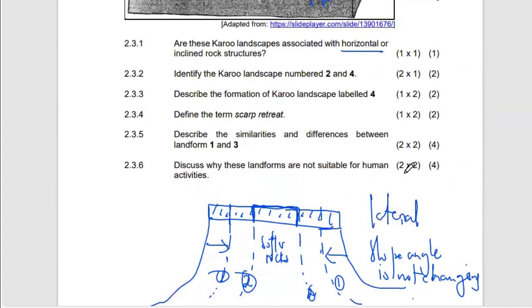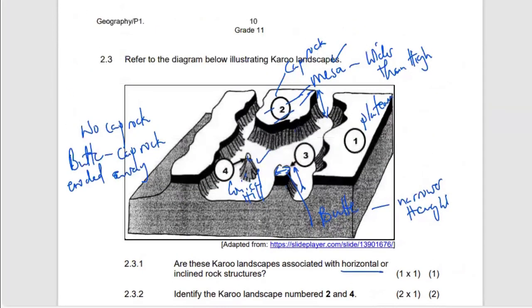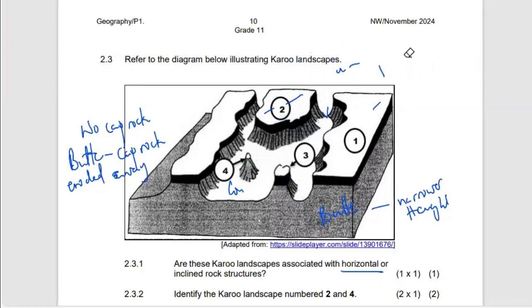Right. Then it says, describe the similarities and differences between landform 1 and 3. What are the similarities between 1 and 3? Let's just highlight them there. Right. If you check, 1 is the plateau and 3 is a butte, but how are those two similar and how are those two different? Right. We'll start with the part of similarities. If you check this one here, it has a protective rock layer, which is the cap rock.